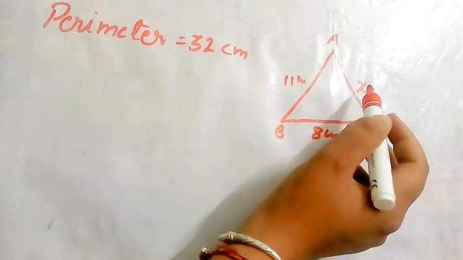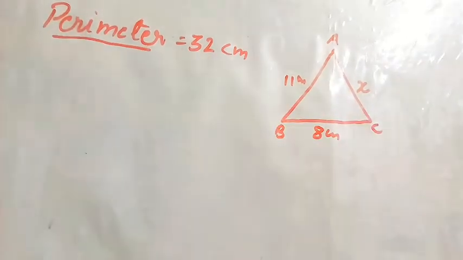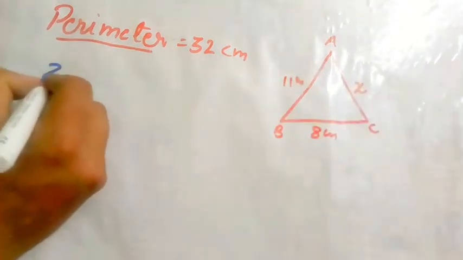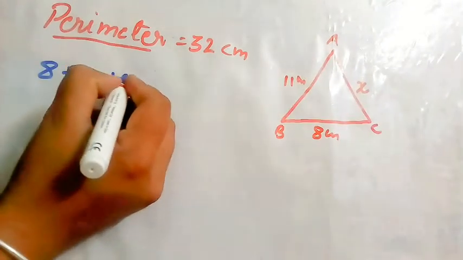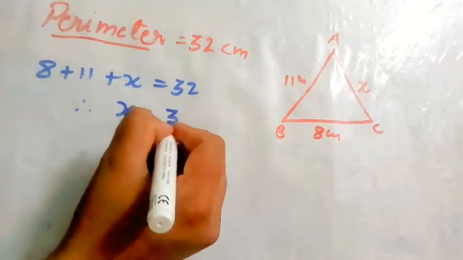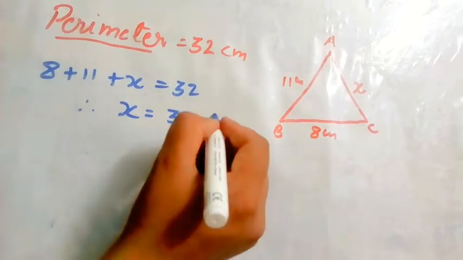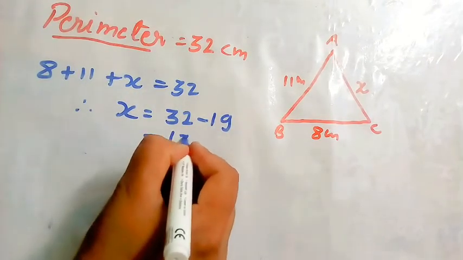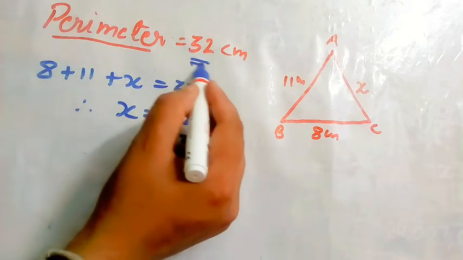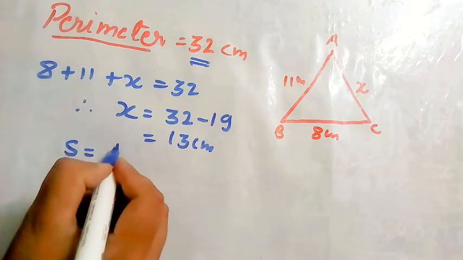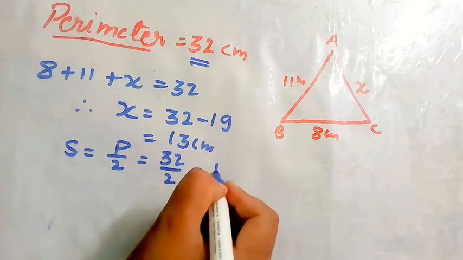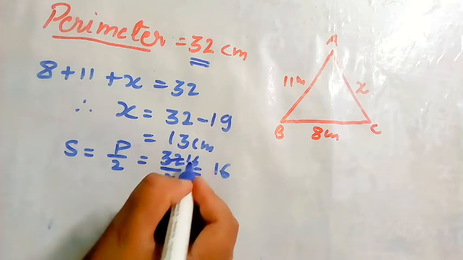The sides are 8 cm and 11 cm, and let us take the third side equal to x, and the perimeter is 32 cm. You know perimeter is the sum of sides, so 8 plus 11 plus x will be 32. So x will be 32 minus (8 plus 11, which is 19), which is equal to 13 cm. Now we have to use Heron's formula. For Heron's formula, first of all we have to find S, that is the semi-perimeter, meaning perimeter upon 2, that is 32 upon 2, which is equal to 16 cm.